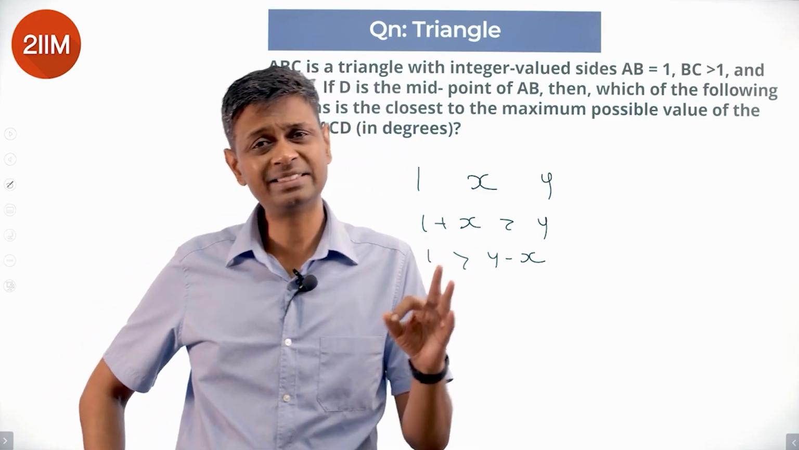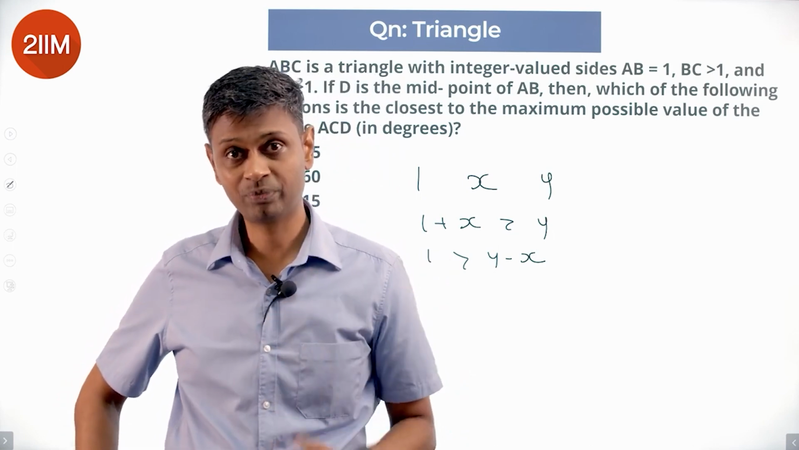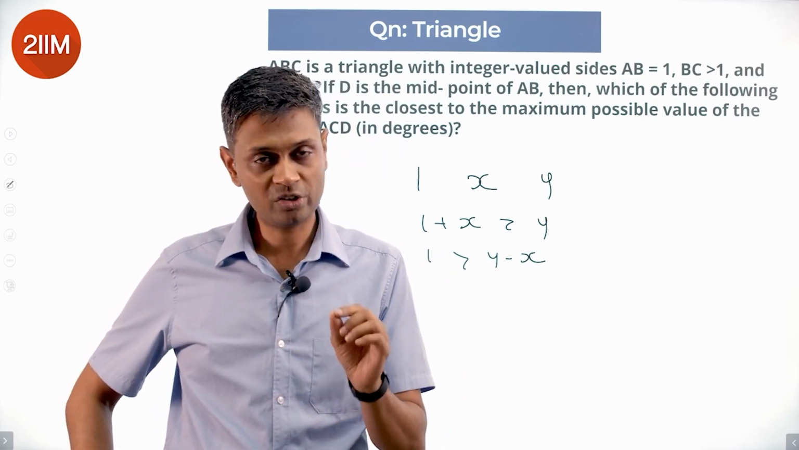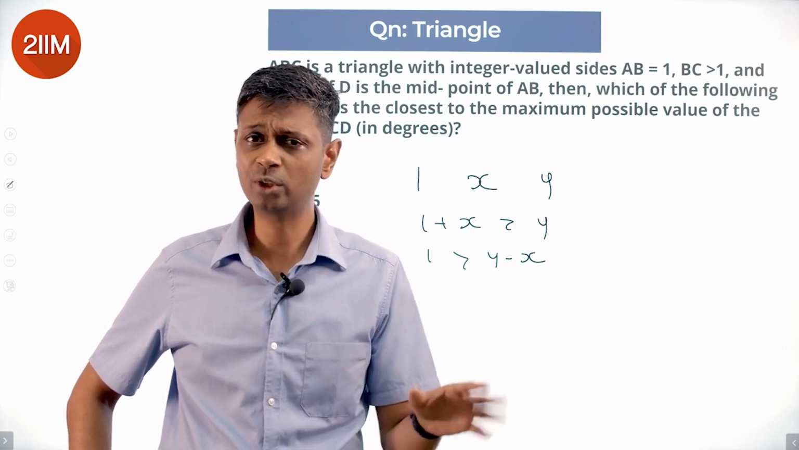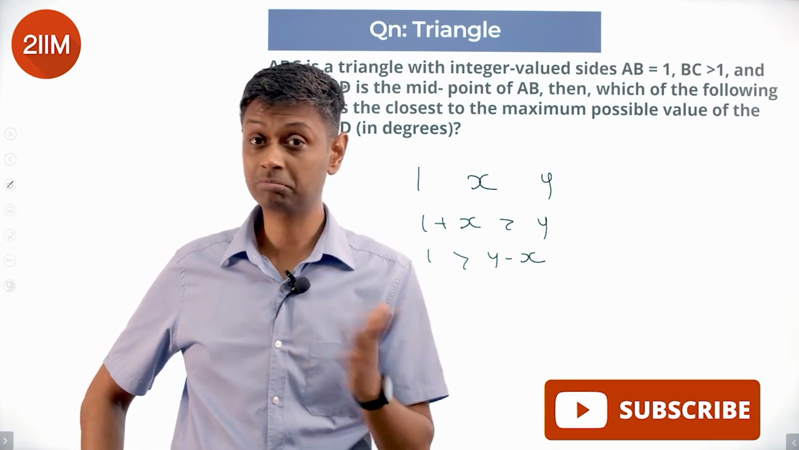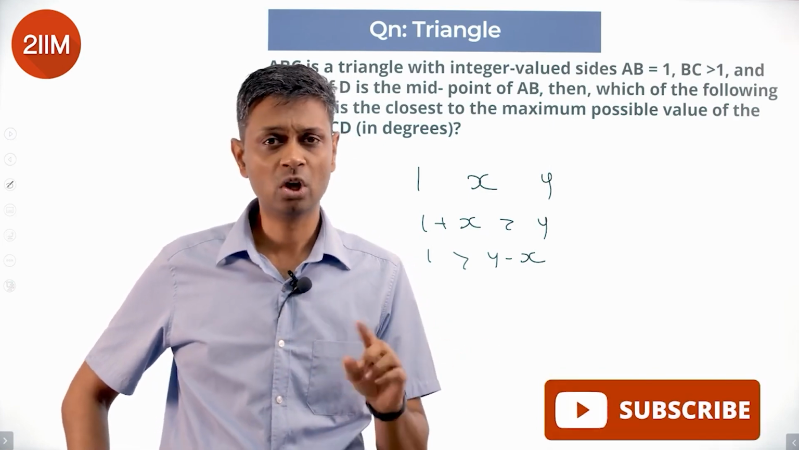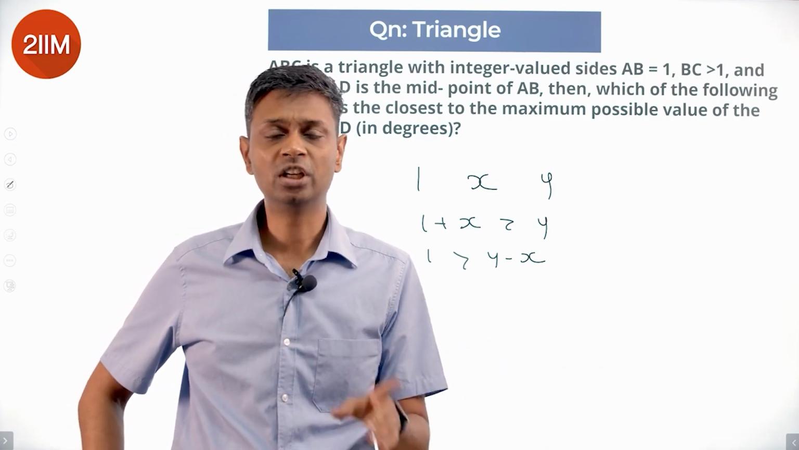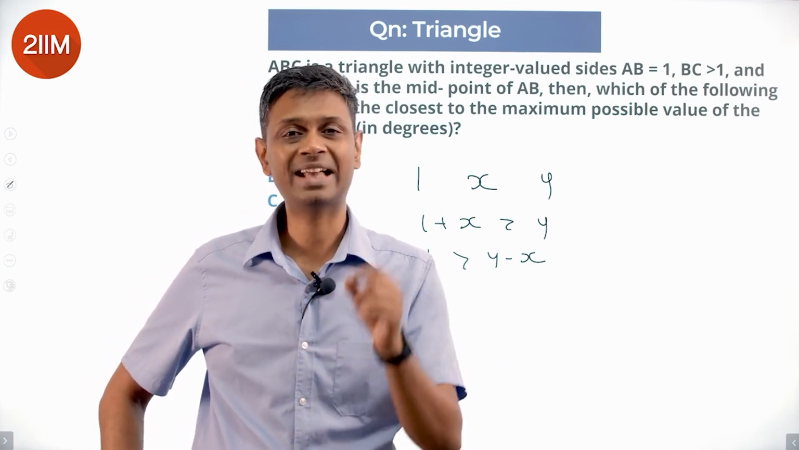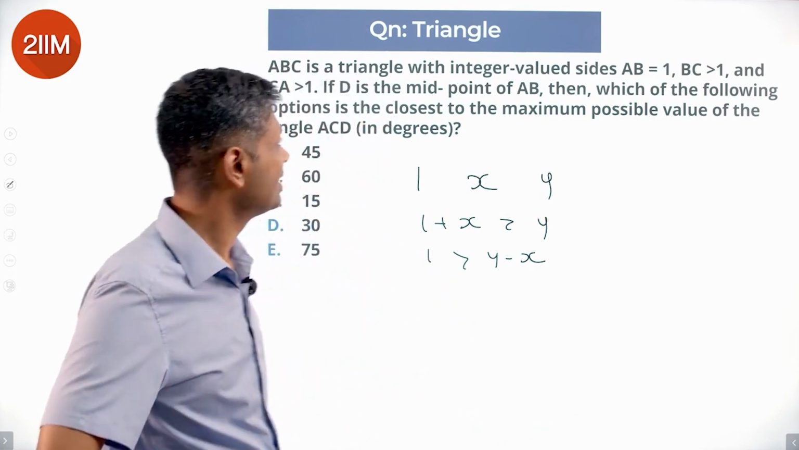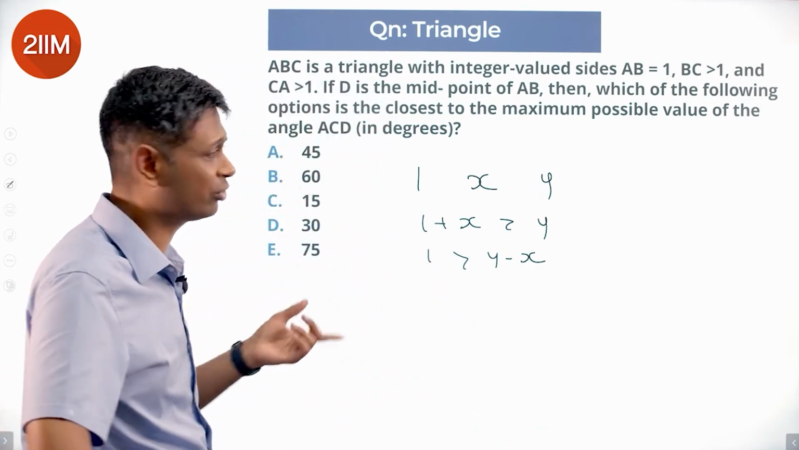If a triangle has integer sides and one of the sides is 1, the other two are equal. 1, 6, 6 is a possible triangle, 1, 5, 5 is a possible triangle, 1, 4, 4, 1, 3, 3, 1, 2, 2. But 1, 5, 6 doesn't work, 1, 6, 7 doesn't work, 1, 8, 10 doesn't work. It has to be an isosceles triangle. So straight away we know that BC is equal to CA.